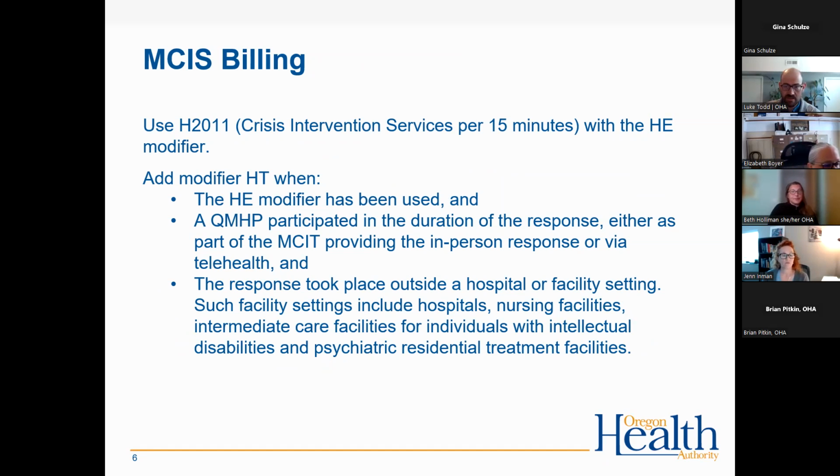Okay, so this is kind of like the core piece. This is the most important slide, if you will, as it relates to how you're going to bill MCIS. As we've already said, you'll use H2011 with the HE modifier. That's what gets you that $105 per 15-minute rate. That's the pricing modifier.